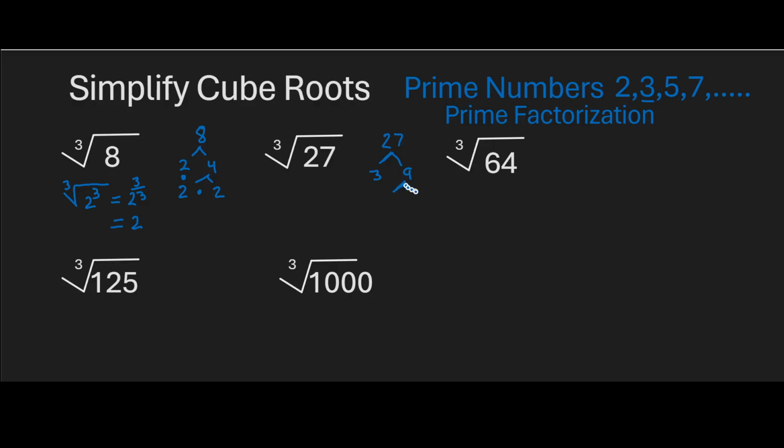In this case, I can keep dividing by 3, so I'm going to keep dividing by 3 as many times as possible. If I divide 9 by 3, the answer is 3. The answer should be these prime numbers. And we can check and see if we got the right answer: 3 times 3 is 9, times 3 is going to be 27. So that means I can rewrite number 27 as 3 to the third power. And that's what you want to have inside the cube root.